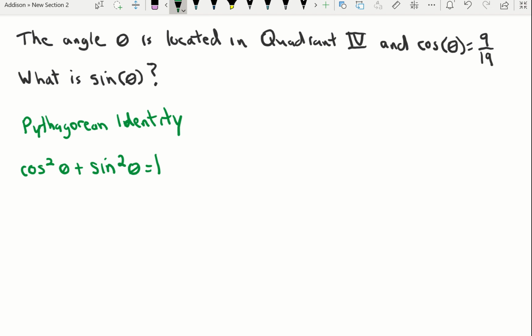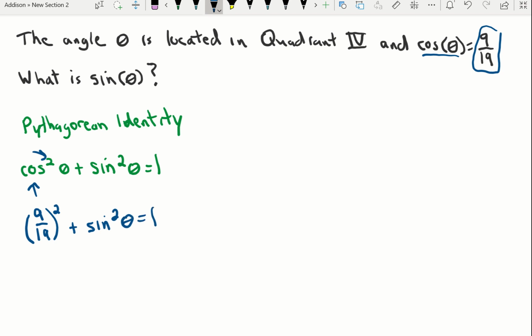So the first thing that we're going to do is substitute in 9 over 19 for cosine of theta in our identity here. So that becomes 9 over 19, and in the formula, remember, we are squaring it, so that's going to be squared, plus sine squared of theta, which will equal 1. So now if we square 9, we get 81, and if we square 19, that is 361. Then we have plus sine squared of theta equals 1.